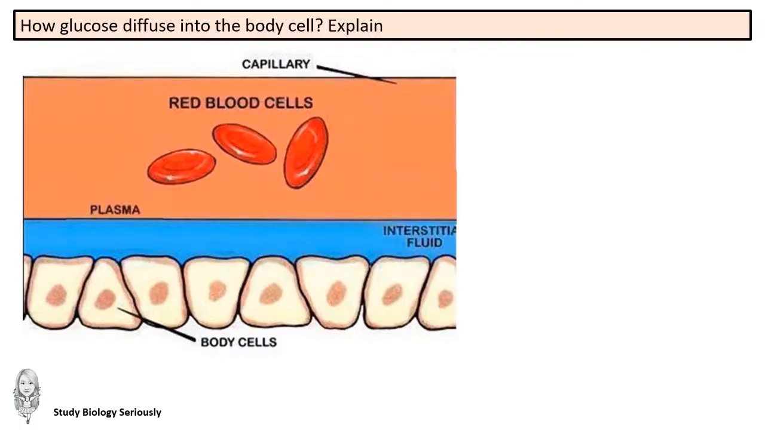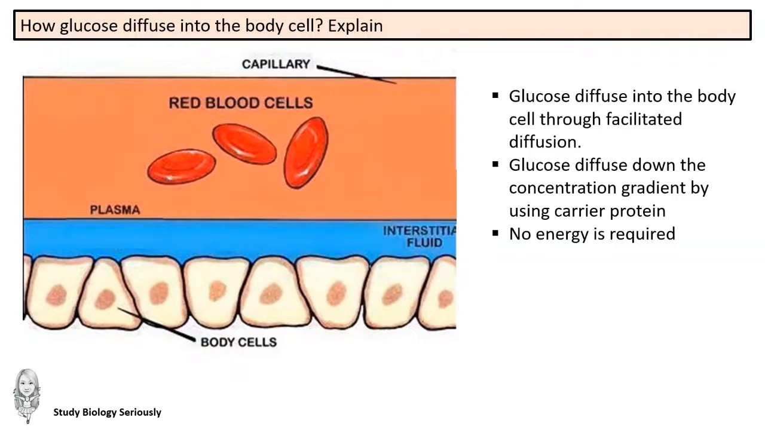How does glucose diffuse into the body cell? Explain. Glucose diffuses into the body cell just through facilitated diffusion. It diffuses down the concentration gradient by using carrier protein, and no energy is required.